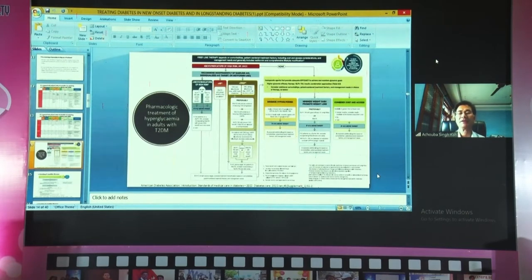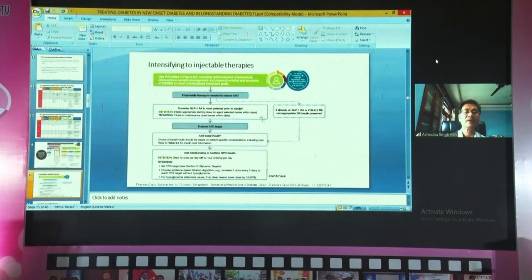If none, there are many other alternatives we can have. Lastly, we have to consider cost, and if the A1C is above target, we have to move forward and adjust accordingly, intensifying if the targets are not achieved. If we have to go for injectables, then primarily a GLP-1 receptor agonist is recommended in most cases prior to insulin. If the A1C target is still not achieved, we go to a basal analog or bedtime NPH. Accordingly, we have many other options also.